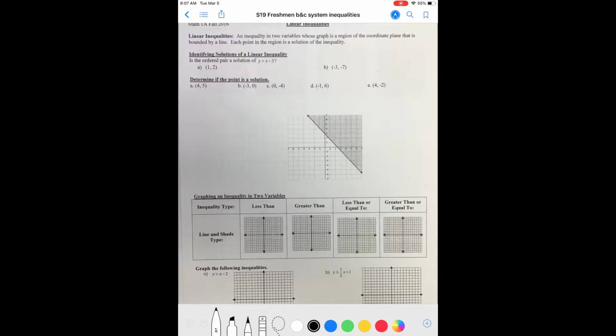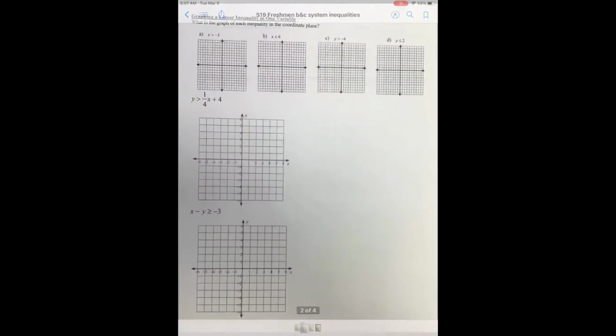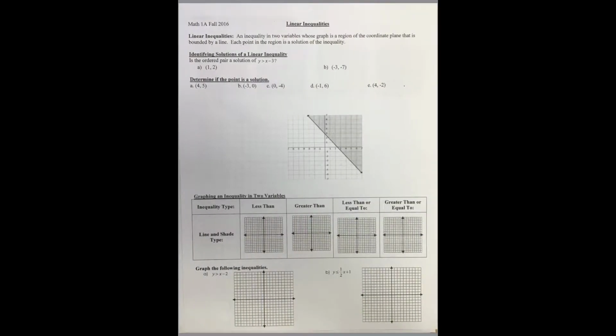Hey guys, so I wanted to take time to go over some of the notes that we've done the past few days. So this is on the very first sheet that we got talking about linear inequalities. So this is taking it back just a little bit. The definition we're given is an inequality in two variables whose graph is a region of the coordinate plane that is bounded by a line. Each point in the region is a solution of the inequality.